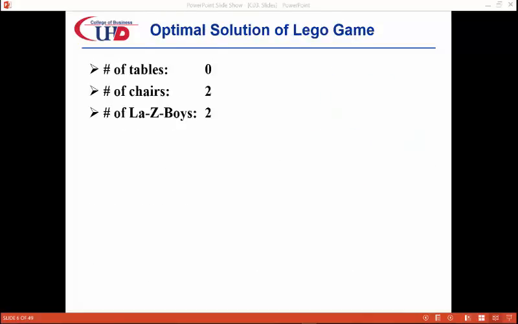Here is what I got. I will make no table, and I will make 2 chairs and 2 lazy boys. Let's see how the blocks are utilized. 2 chairs mean that we use 2 large blocks and 4 small blocks. And 2 lazy boys means 6 large blocks and 4 small ones. So you can see by this plan, we used up all the 8 large blocks and 8 small blocks.